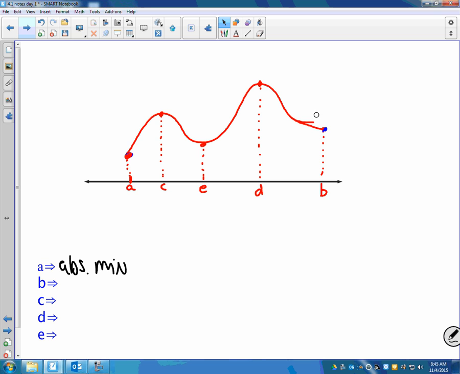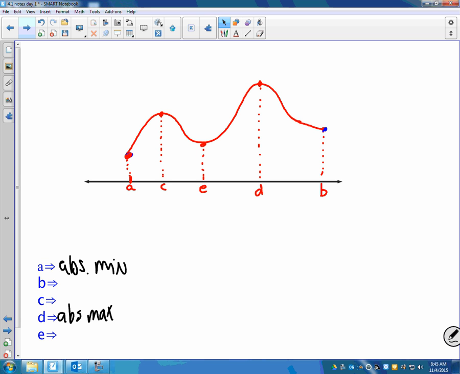So let's look at this graph. Does this graph have an absolute maximum? Yes. Which one is it? D. Because D is the highest point on it, right? So D is the absolute max.